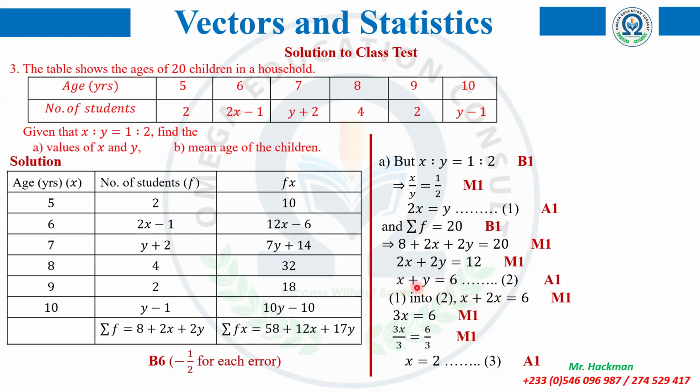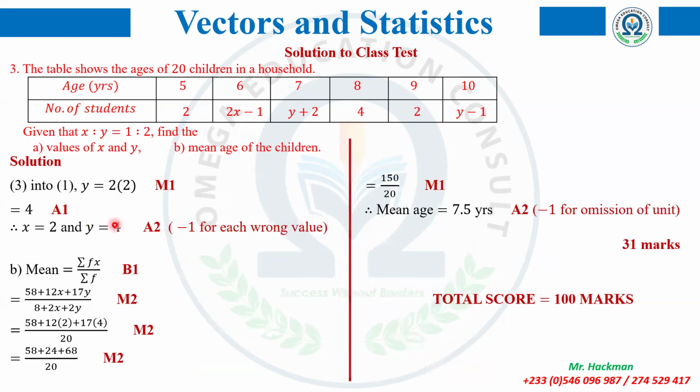So that will give me x plus 2x is equal to 6. So I'll get 3x is equal to 6. Write it again before I divide. And I'll get x to be equal to 2. Because I will need x to find my y, I label this x equal to 2 as my third equation. Then if you move on to the next one, you substitute equation 3 into equation 1. And that will give you y is equal to 2x, but your x is 2.